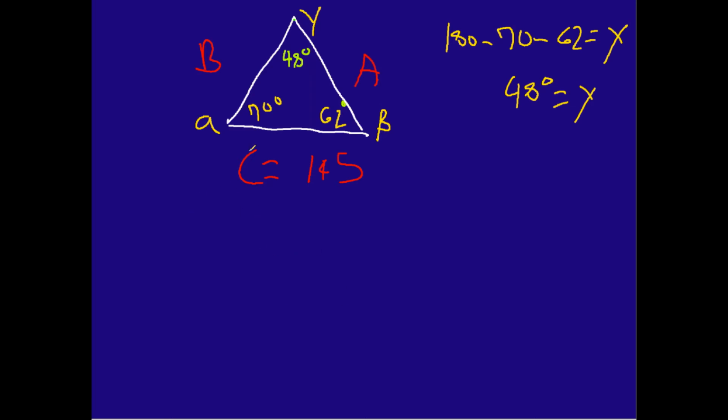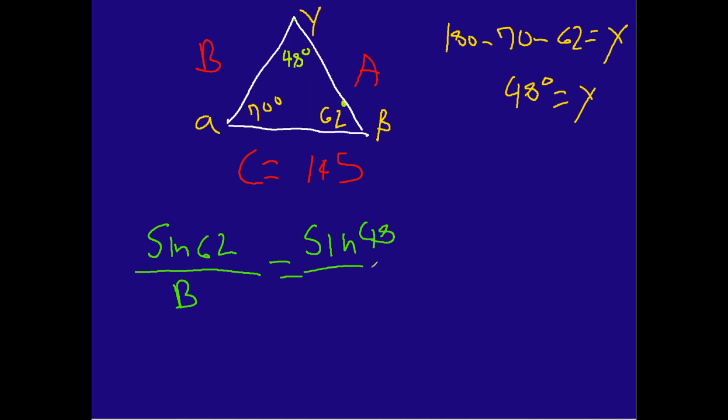So, sine 62. Now why am I using sine 62? Because that is the angle for side B. Sine 62 over B equals, and I can do whatever I want here, but I'm going to take what the program gave me. So I'm going to use C here. And so that's going to be sine 48 over 145. Very, very basic calculation here.